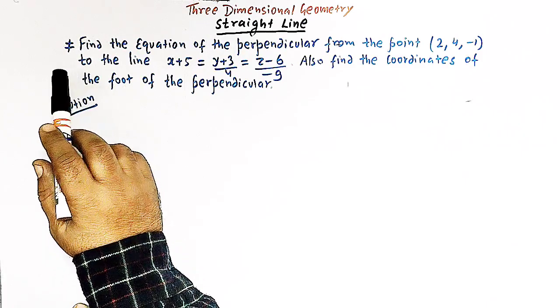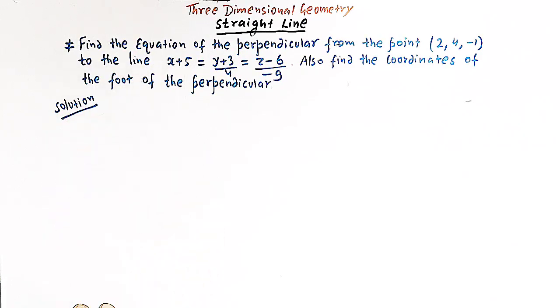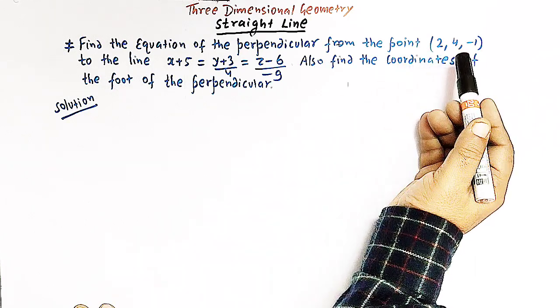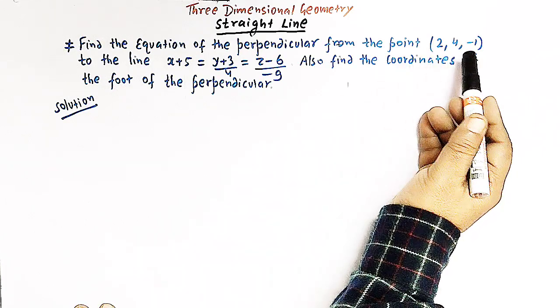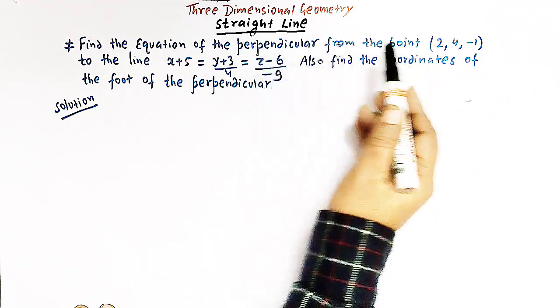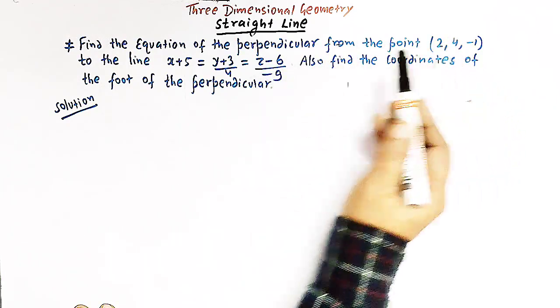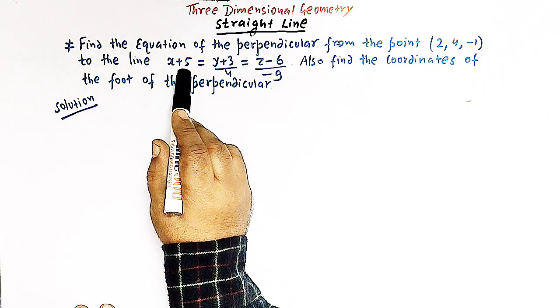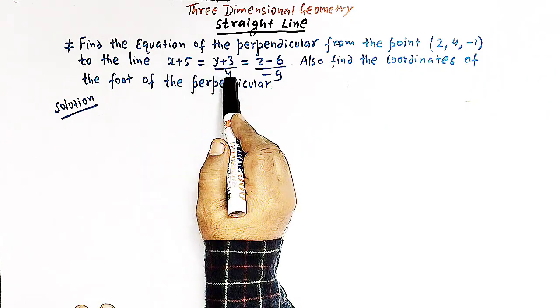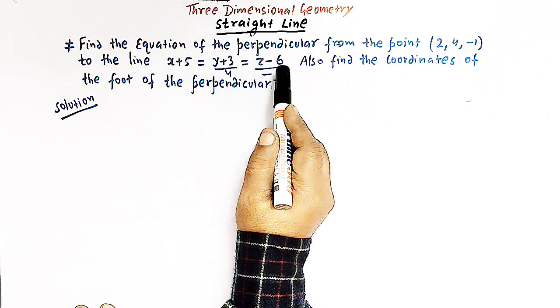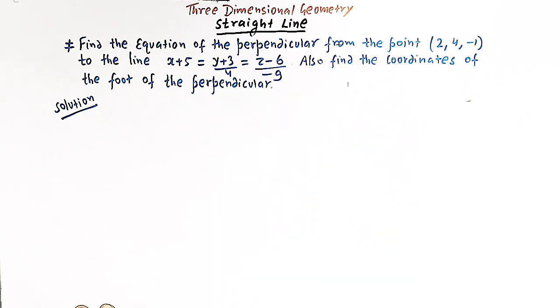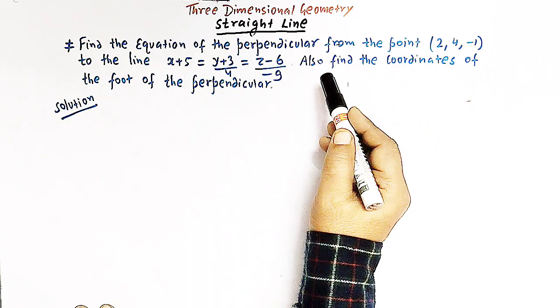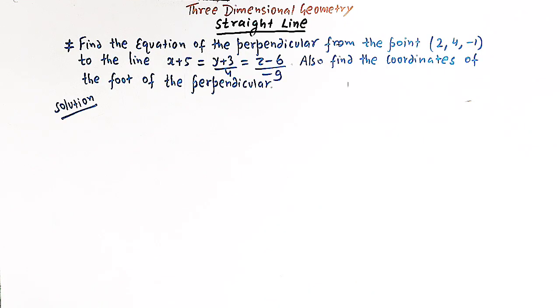So here we have this problem: we have to find the equation of the perpendicular from the point whose coordinates are 2, 4, minus 1, drawn to the line whose equation is (x plus 5)/1 = (y plus 3)/4 = (z minus 6)/(minus 9). And moreover, we have to find the coordinates of the foot of the perpendicular, right? So let us first draw a rough diagram to solve this problem.